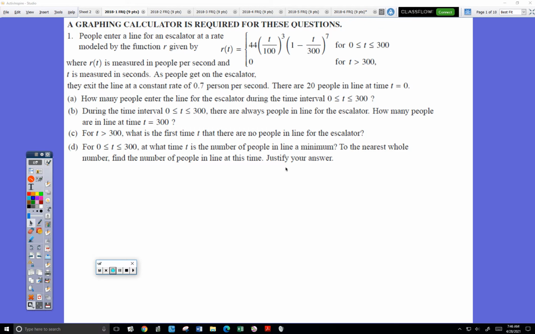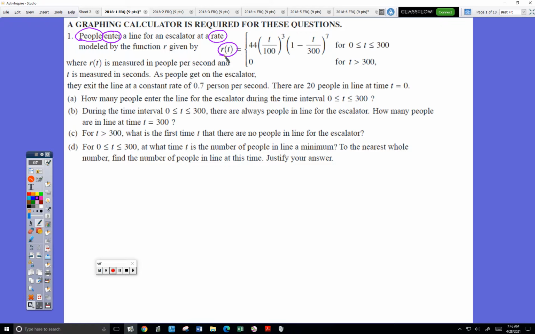Okay, number one, people enter a line for an escalator at a rate. Keyword is rate. Other keyword is they enter the line. So the number of people in the line is the amount at a rate modeled by this function.